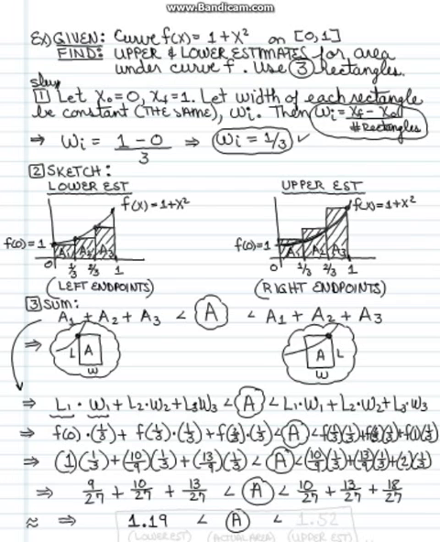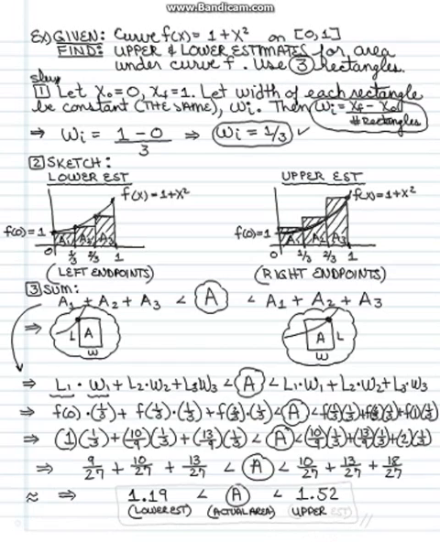So pull out your calculator. You get 1.19 square units for the area for the left endpoints, 1.52 square units for the area with the right endpoints, and those appear on both sides of the actual area. The actual area is wedged someplace in between.